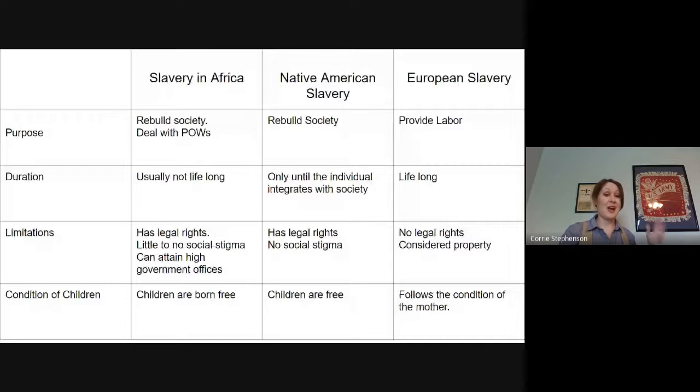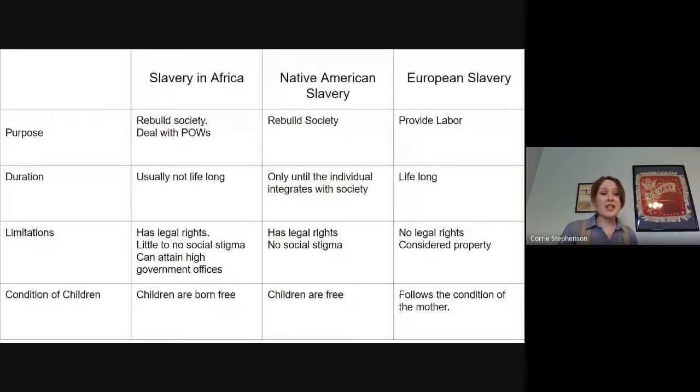Traditionally, slavery among Africans and Native Americans are very similar. Slavery evolves as a way to deal with POWs or to fill holes in society left by conflicts. So some people in your group were killed. So you go out to another group and you kidnap some people to take their place. You hold those people as slaves while you integrate them into your society to fill those holes that have been left behind. Europeans aren't interested, though, in integrating people into their society. They're looking for labor. So European slaves only have value as long as they are able to provide labor.